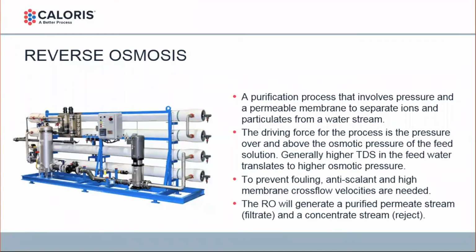That's why on a seawater RO, you're probably going to run pressures of 1,000 PSI, whereas in a brackish water, where you have TDS of 800 to 1,000 or around that area, you're going to only be running pressures of 250 PSI or less. For an RO, to prevent fouling, usually you're going to use an anti-scalant, and high membrane cross-flow velocities are required. Now the RO will generate a purified permeate stream and a concentrate stream.